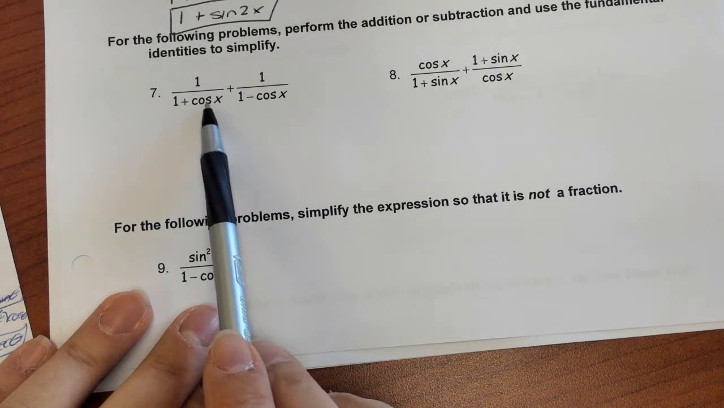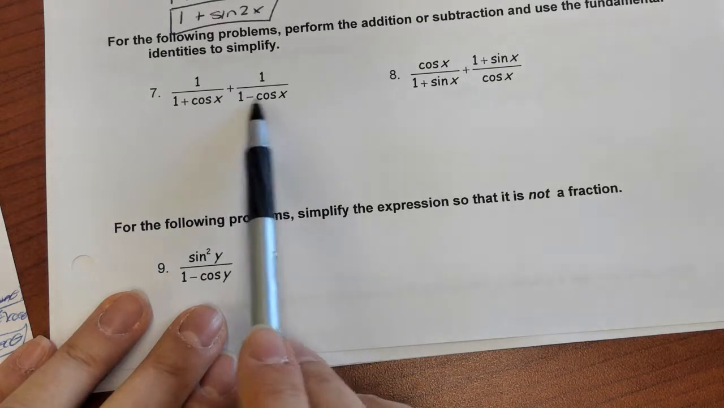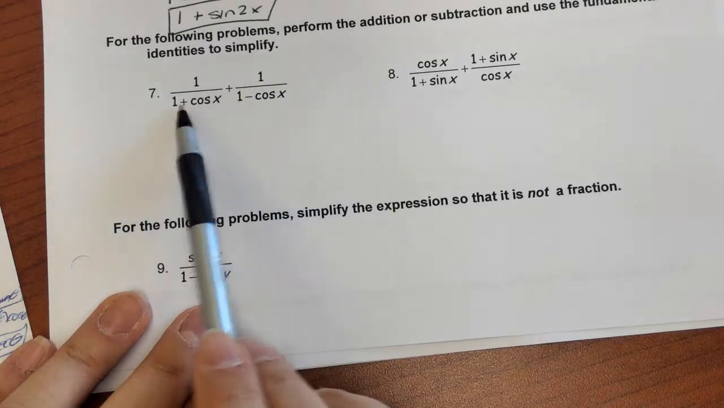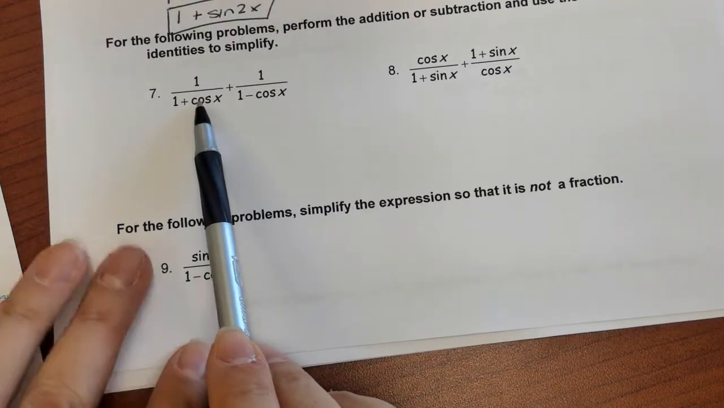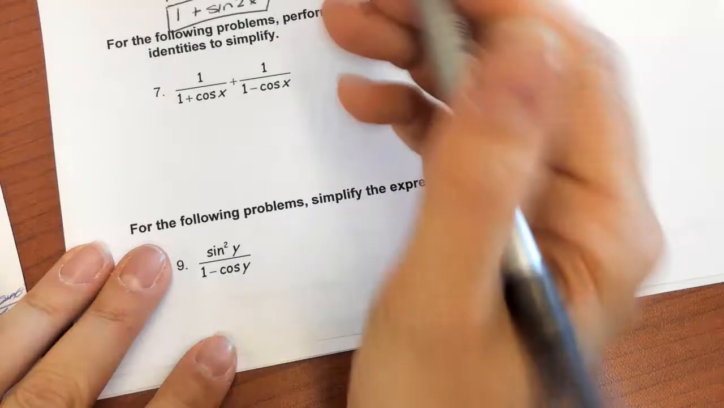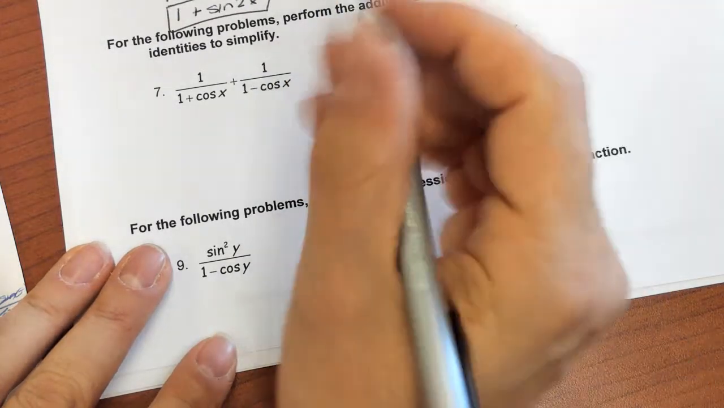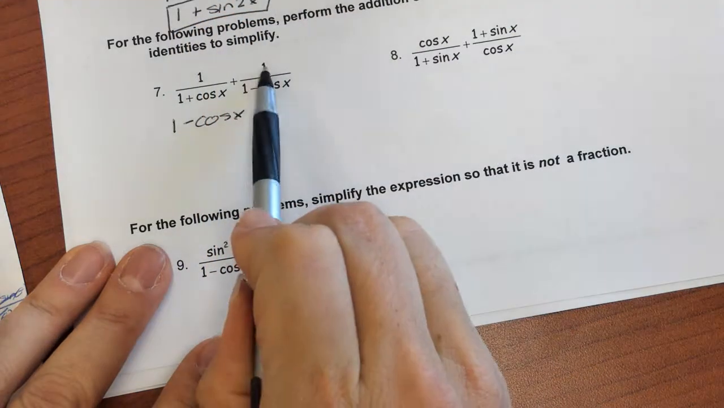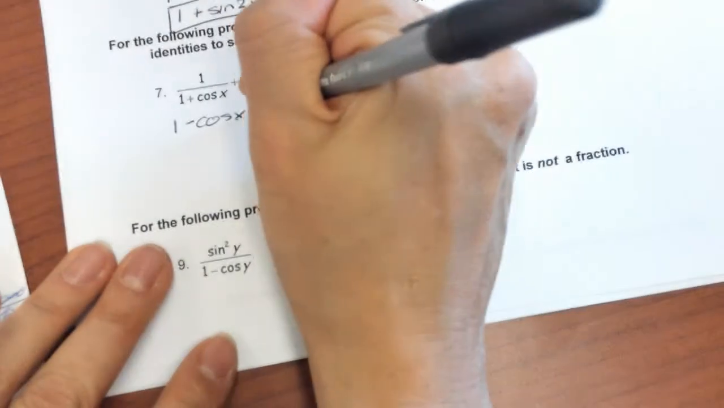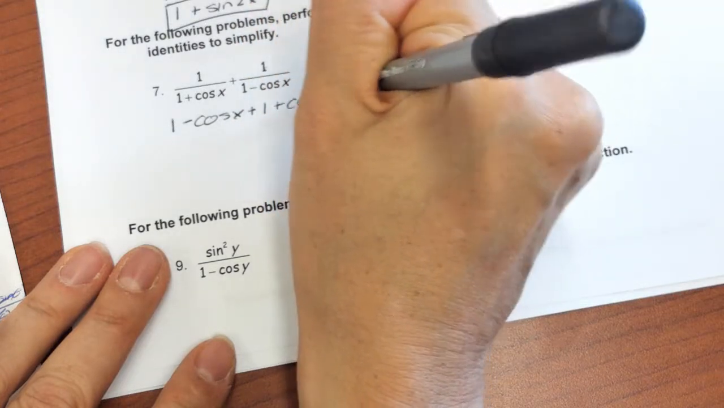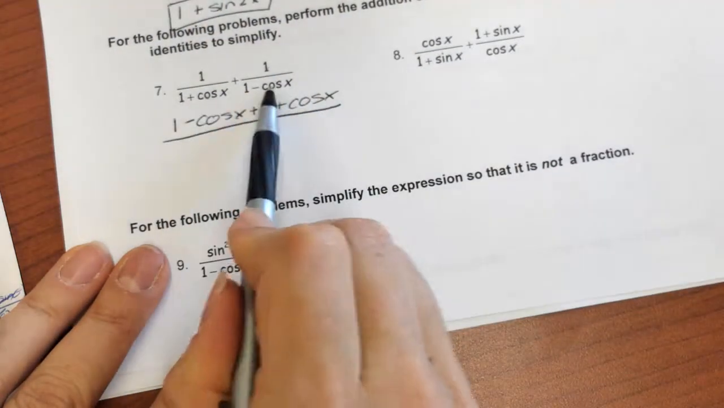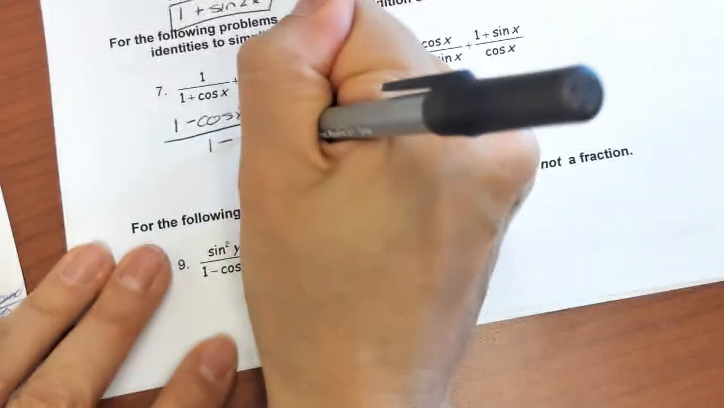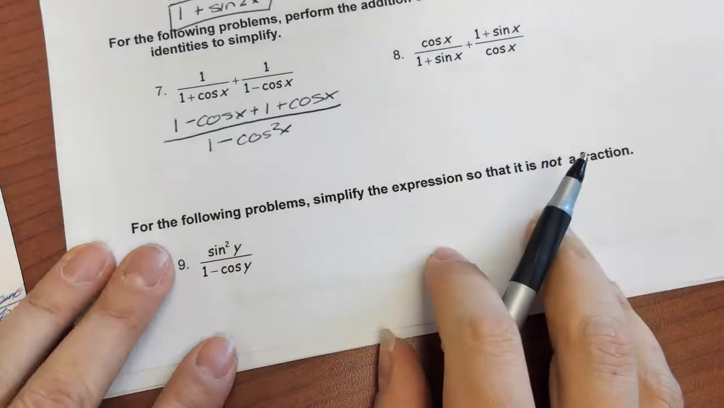But you can see that this one and this one, the only way to get a common denominator is to multiply this fraction by this denominator and this fraction by this denominator. And again, when I do that, because it's difference of squares, that works out really nicely. So this first fraction is missing the 1 minus cosine x, and anything times 1 is itself, so I get 1 minus cosine x. Second fraction is missing the 1 plus cosine x, and again, it's times 1, so 1 plus cosine x. And when I multiply these together, that's difference of squares, I get 1 minus cosine squared x.